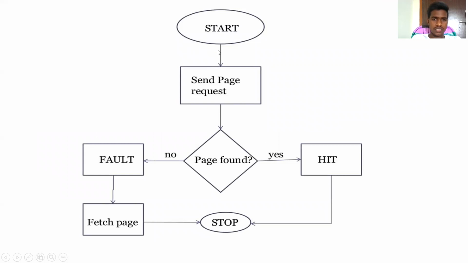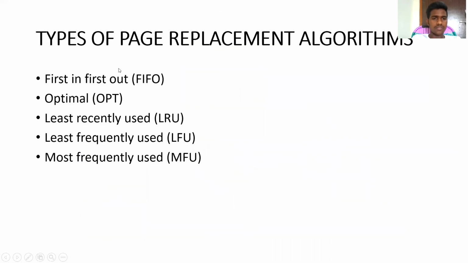Here is one flowchart. See here: start, send page request, page found? If the page is found, it is called a hit. If the page is not found in the main memory, we go to the secondary memory to get that page. That is called a fault. We fetch the page from the secondary memory, and then we stop and execute that process.